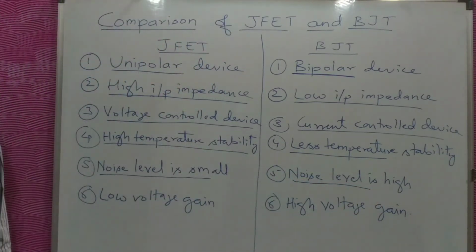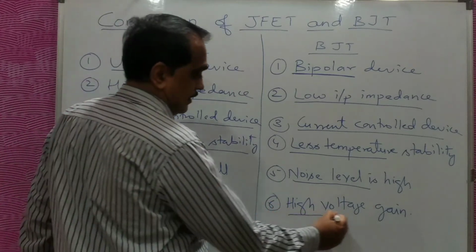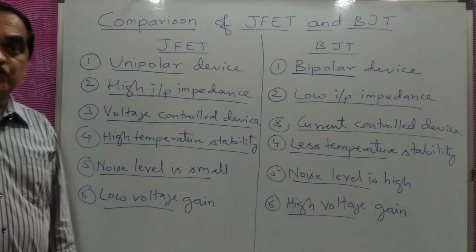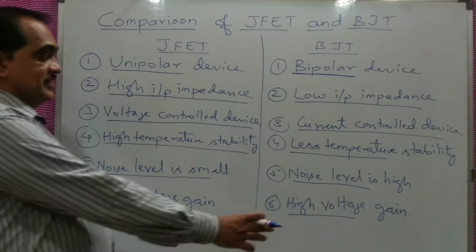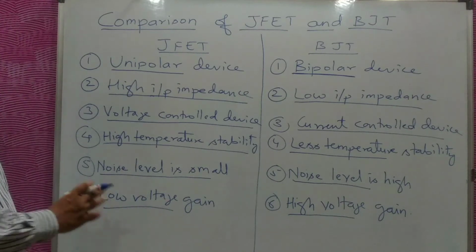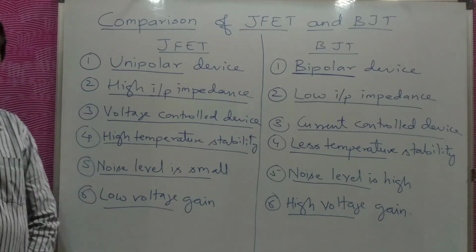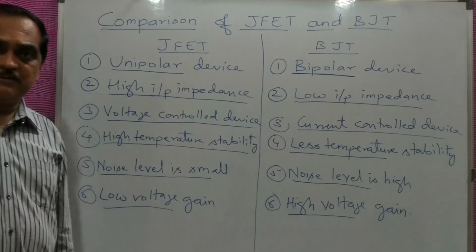Similarly, one more important point is voltage gain. Voltage gain is high in BJT and low in JFET. So, the output voltage to input voltage ratio, that is the voltage gain, is high for BJT, but for JFET, voltage gain is low. So, these are some six important differences that you can compare between JFET and BJT.